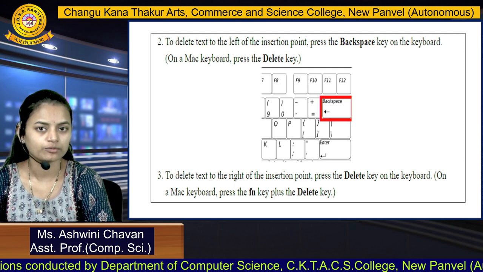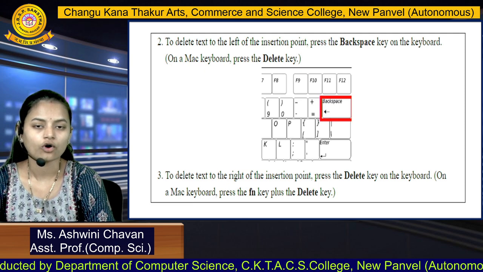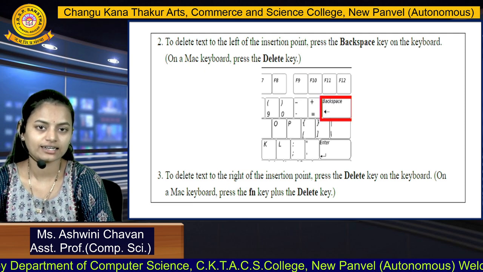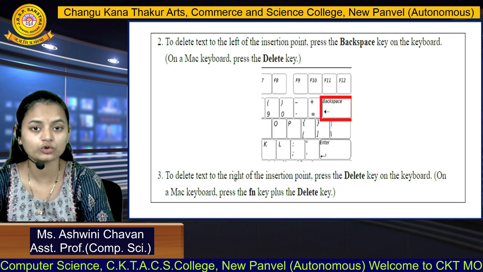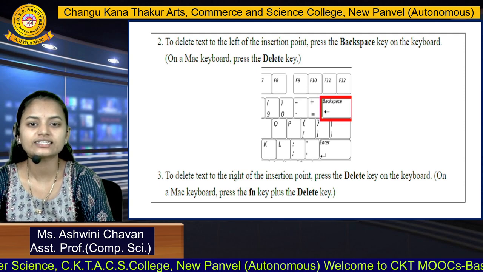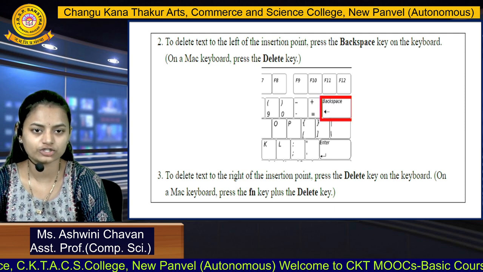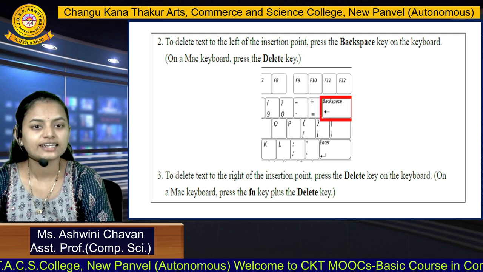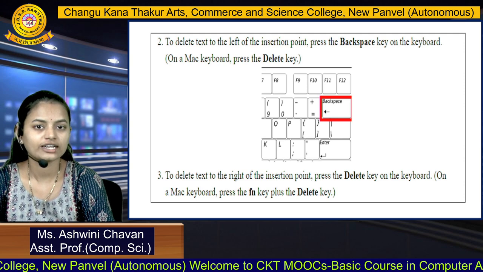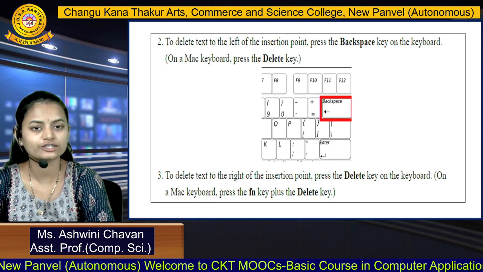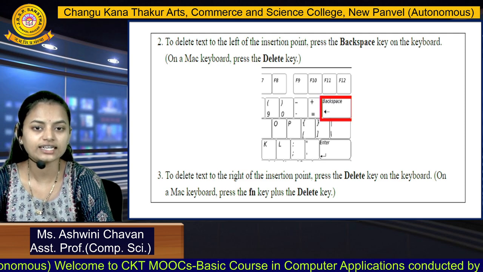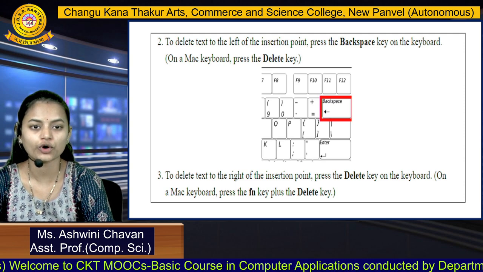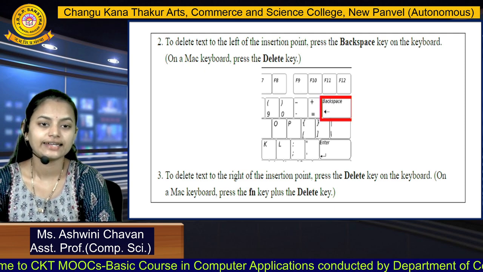key on the keyboard. On a Mac keyboard, we have to use the delete key for deleting that text. To delete the text to the right of the insertion point, press the delete key on the keyboard. So for deleting to the left of the insertion point, we have to use the backspace key, and for deleting the right of the insertion point, we have to press the delete key.